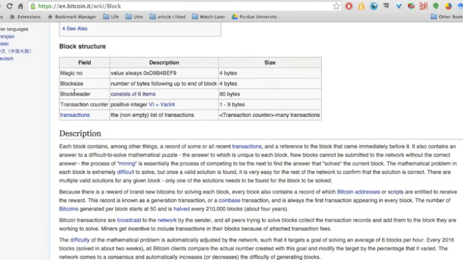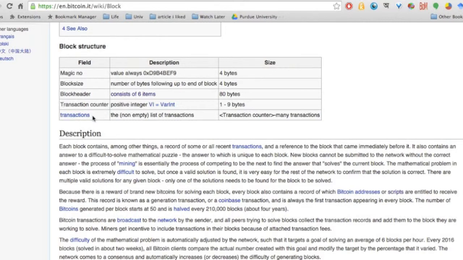And then the most important thing, the block header, which consists of 6 items. I'll show you a raw block where we'll discuss these 6 components of the block header. And it also has a transaction counter and the transactions.